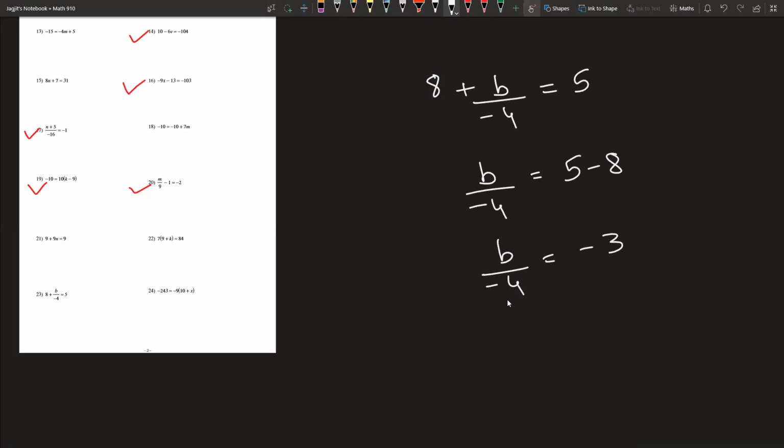And then you're going to cross multiply with minus 4. Okay, minus 4 will cross multiply, so it becomes minus 3 times minus 4. So b negative negative becomes plus, and 3 times 4 is 12. So b is just going to be equal to 12. So far, so good, guys?